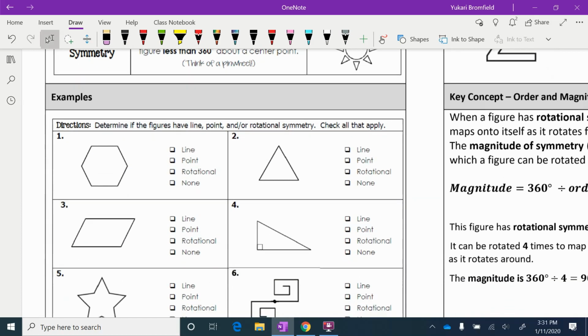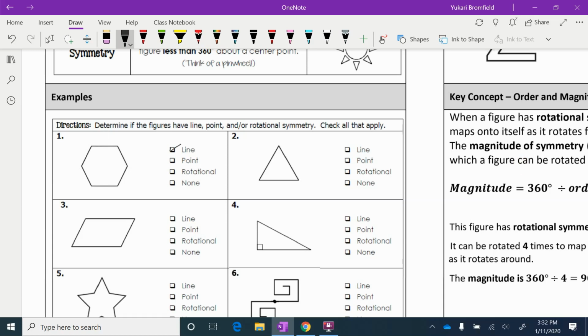Here, what we want to do is see if a figure has a line, point, or rotational symmetry. And some figures can have all of it. All right, let's check to see if number 1 has any of the symmetry. Well, let's see, I can draw a line through the center and it looks the same on both halves. I can even do it across this line and it's the same. So it definitely has a line symmetry.